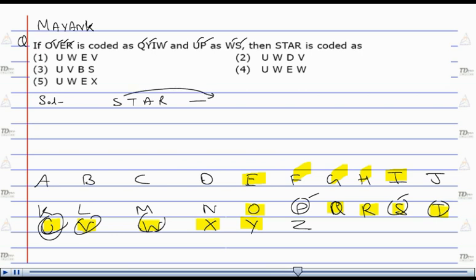S will be coded as leaving one letter in between, that is, we leave T and the next letter, that is U. Thus, S will be coded as U. For T, we leave two letters and thus, leaving U and V, we get W. Thus, T will be coded as W. A, leaving three letters, will be coded as E. And R, leaving four letters, that is S, T, U, V, will be coded as W. Hence, from the options, the right option is option number 4.